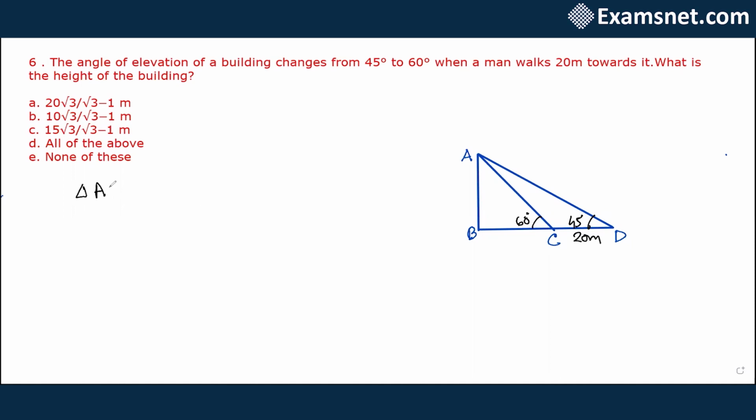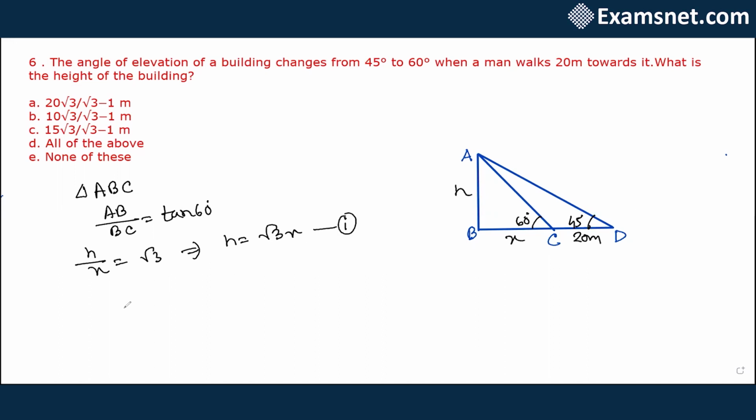First, consider triangle ABC. We can write AB by BC equals tan 60 degrees. Let us assume that the height AB is h meters and the distance BC is x meters. So we can write h by x equals tan 60 degrees, which is √3. So h equals √3x. Let's name it equation number 1.